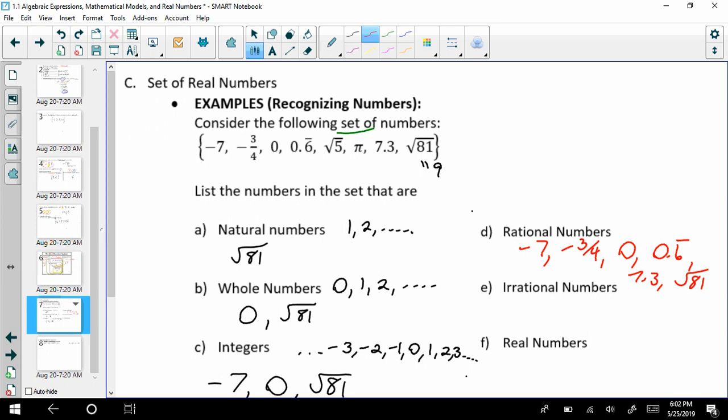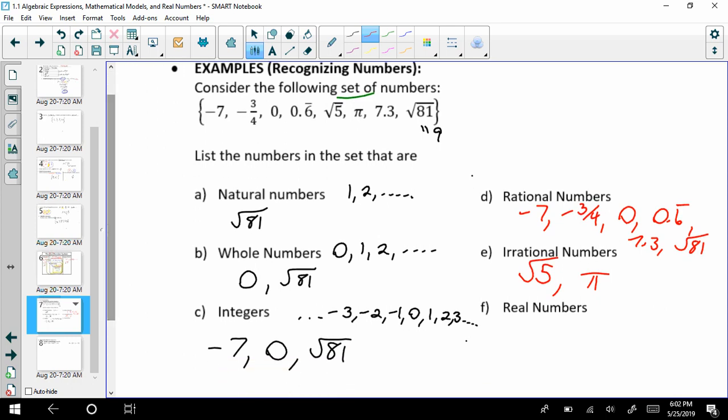Irrational numbers cannot be written as fractions and as decimals. They never stop and they don't repeat. So square root 5 and pi. I guess we could call them the not nice numbers. And then real numbers, this is the biggest category. And I'm going to be lazy here, and it's all of them. All of those are real numbers. So the real numbers is the biggest category. It should include the most things.